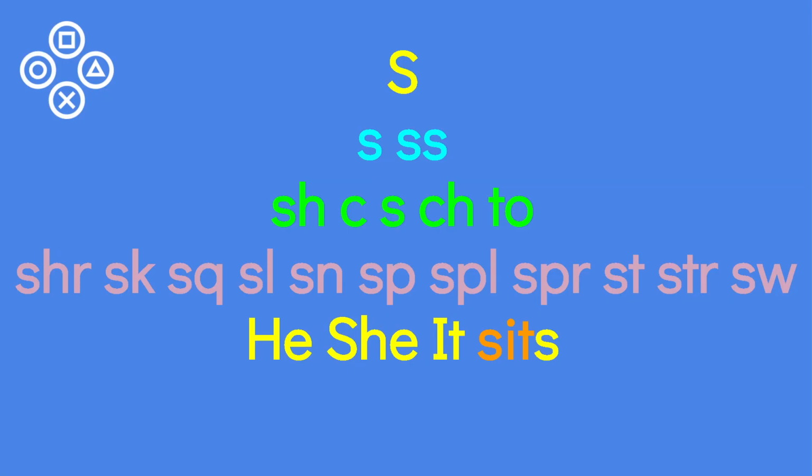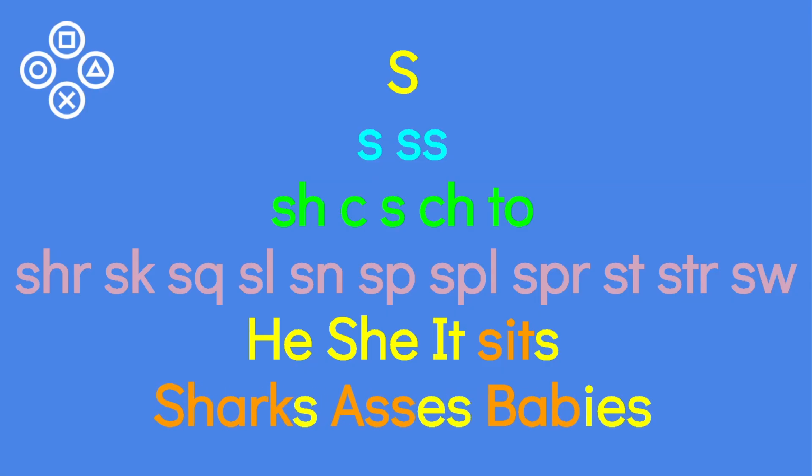And we also learned he, she, and it adds an S to the verb, sits. And we also learned some plurals, sharks, asses with ES, and babies with IES.